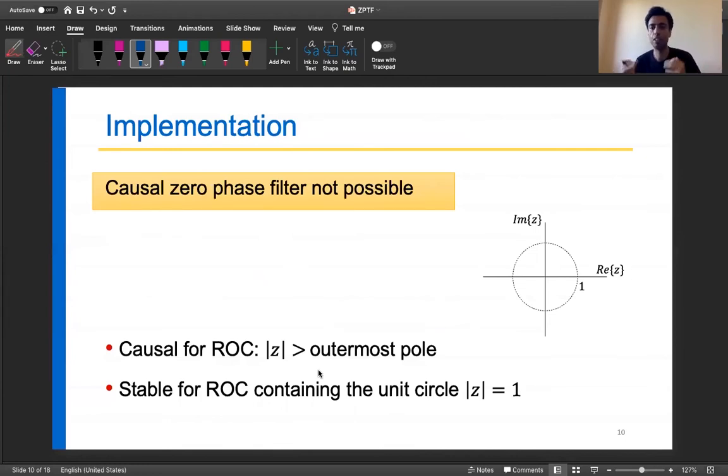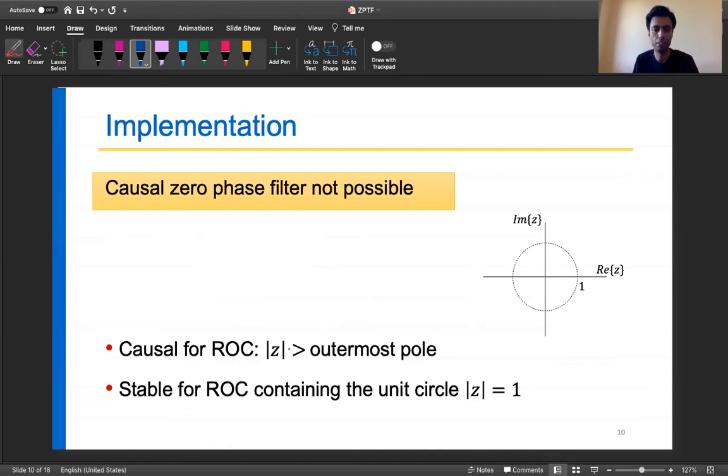This is the way we implement our transfer functions using LCCDE, right? How do you implement it? A causal implementation is not possible. Why? Let us recall what is the meaning of causality. Causal means it is implementable in real time, right?